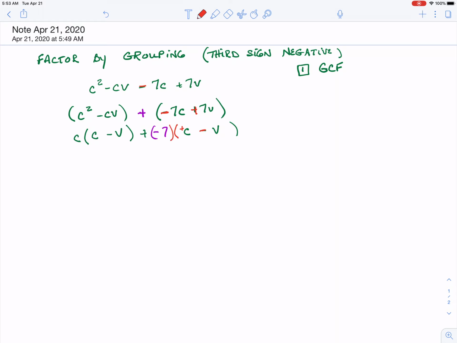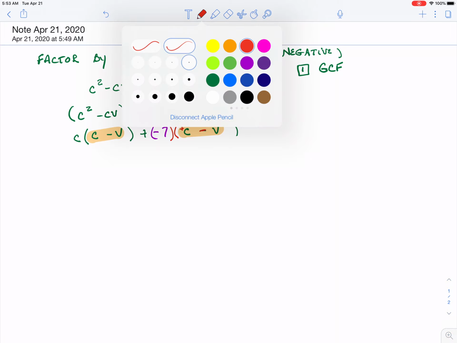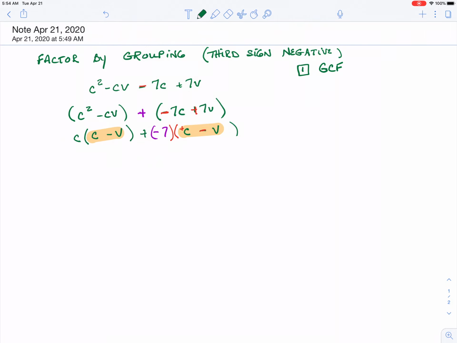Okay. So I've done what I was hoping to do. I've got these 2 parentheses that match. So I want to pull that common parentheses C minus V out in front as my GCF. Open up a second parentheses, and remember what goes in the second parentheses are the values that are sitting in those 2 positions. And so that looks like the factored form of this 4 terms.